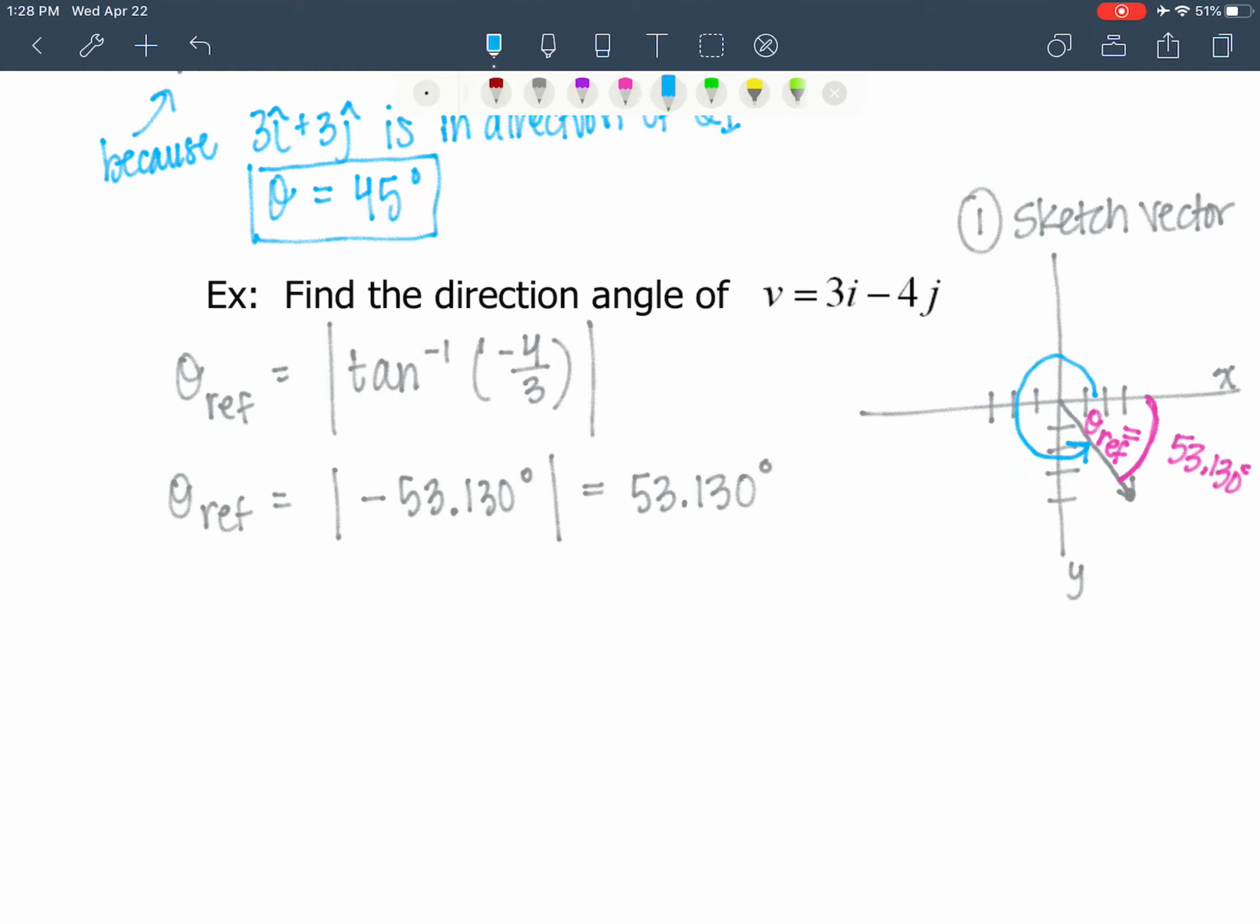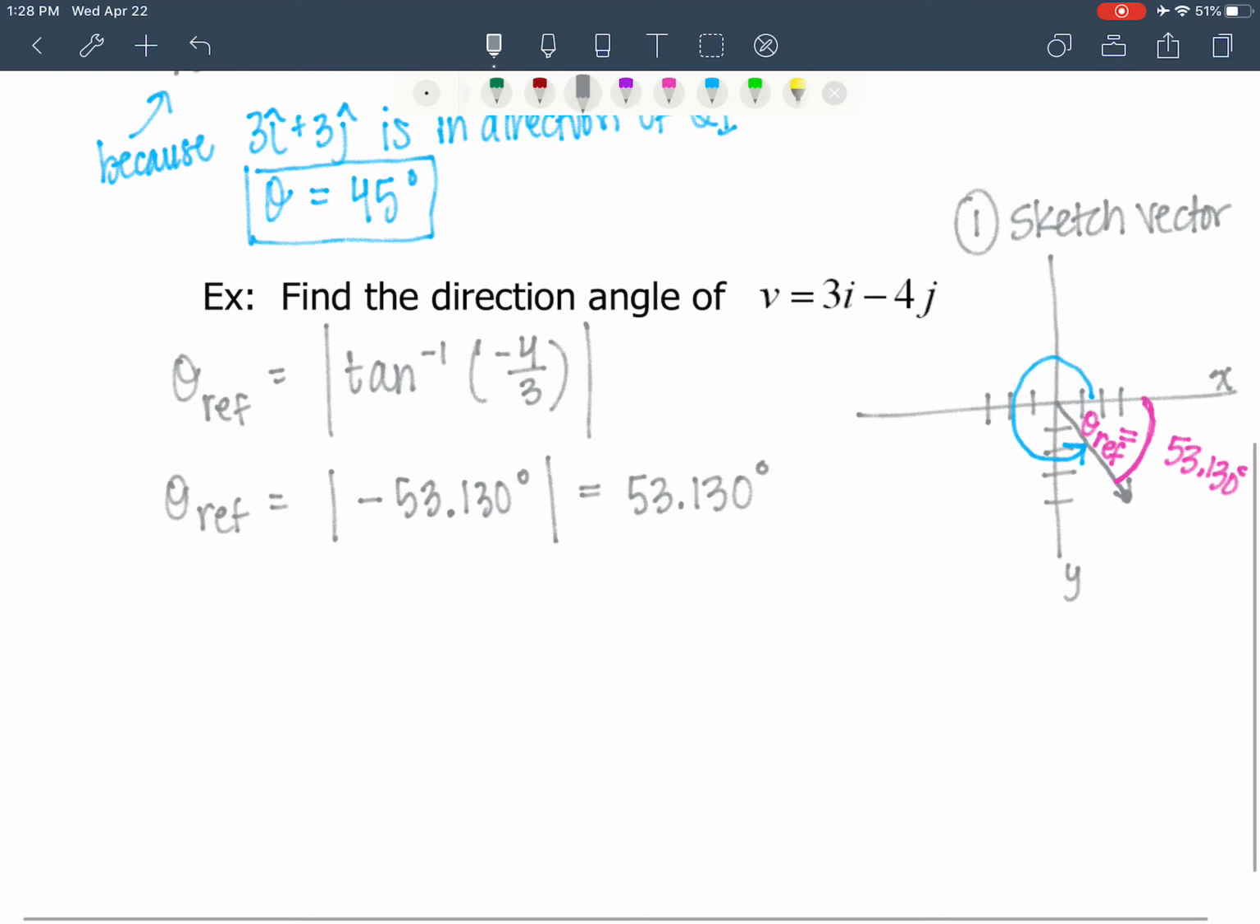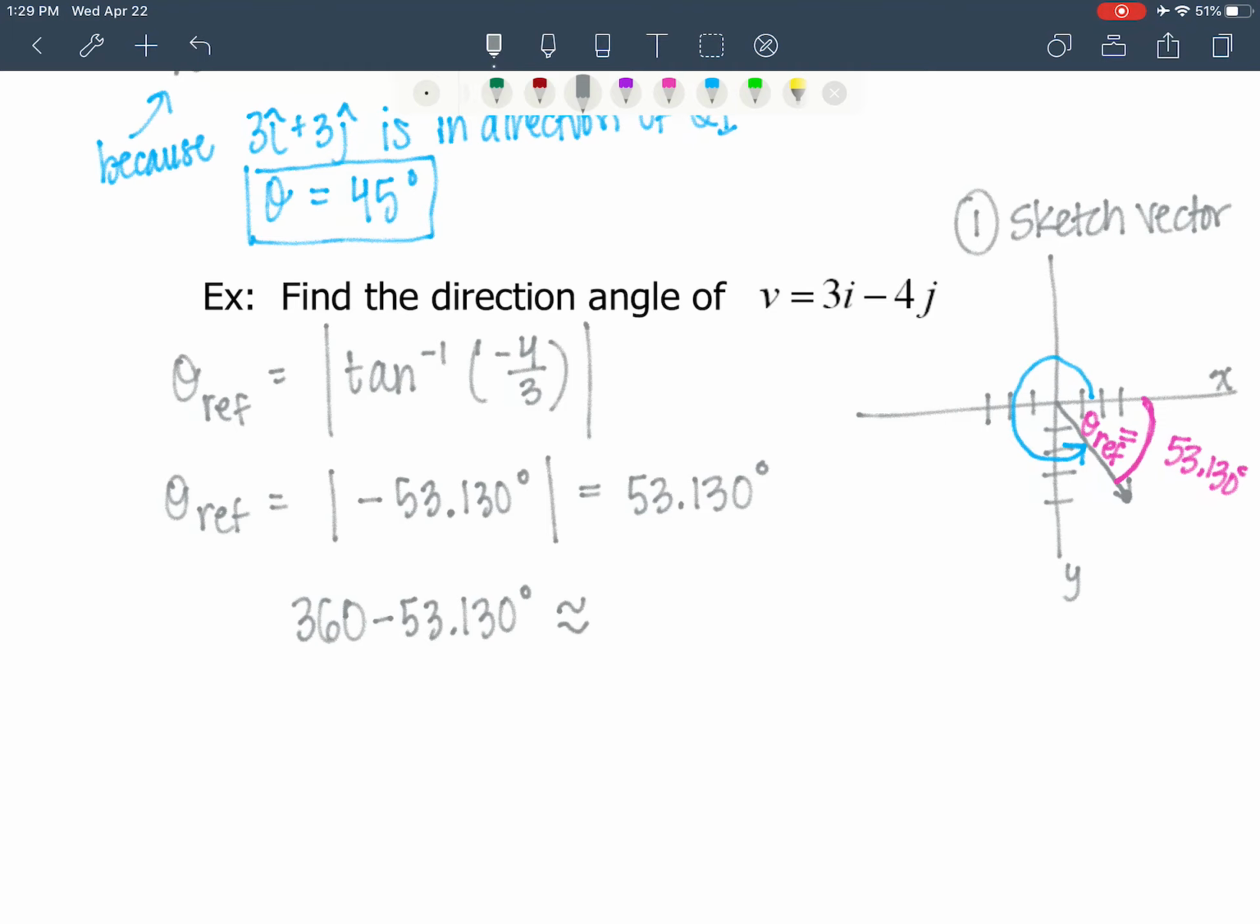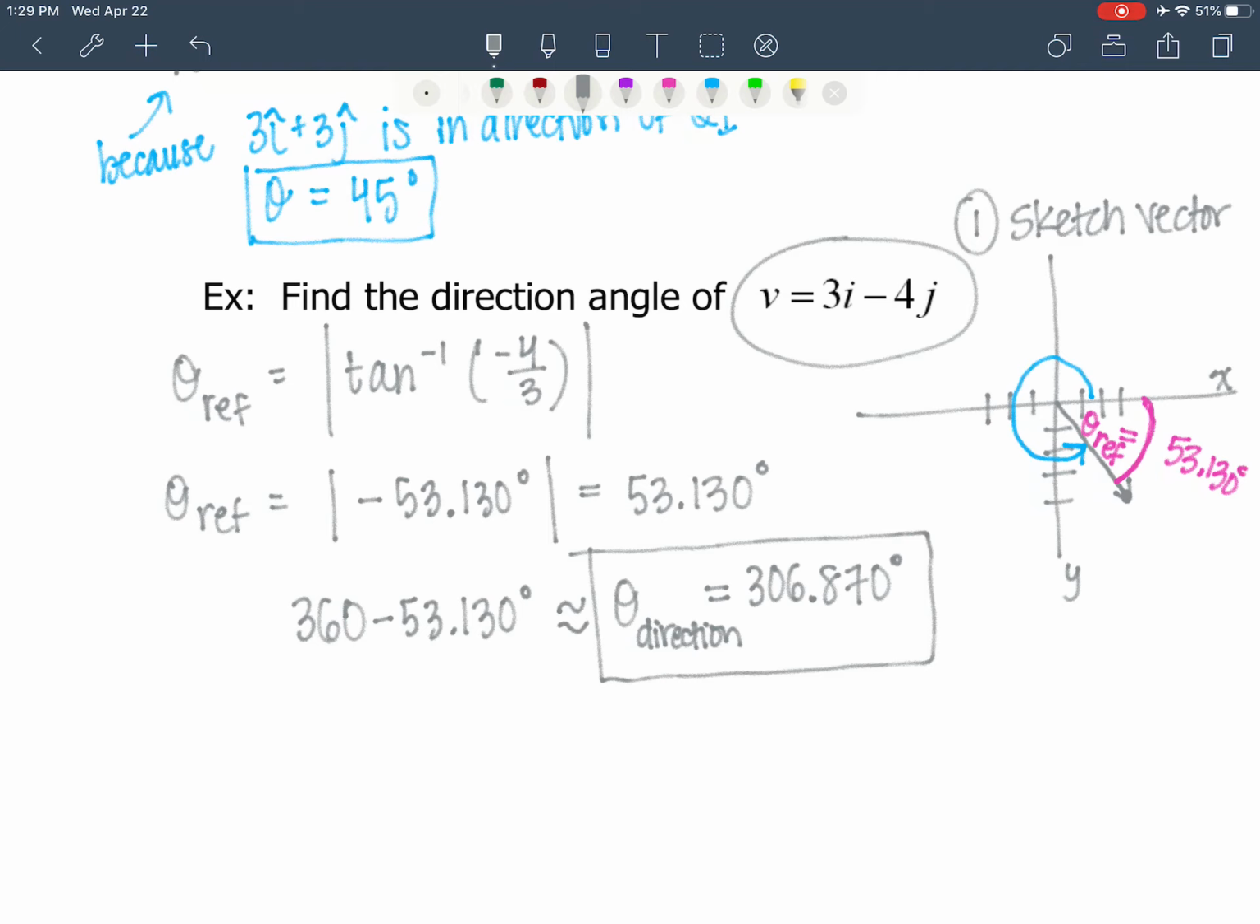I need the blue angle. So the blue angle is going to be 360 minus 53.130 degrees. So my direction angle, theta, is equal to, or approximately, 306.870 degrees. That is definitely in quadrant 4. So the direction of this vector is in quadrant 4, and it's 306.870 degrees.